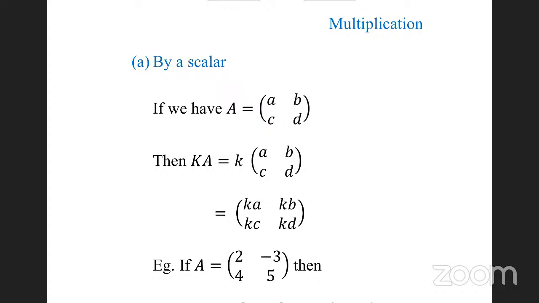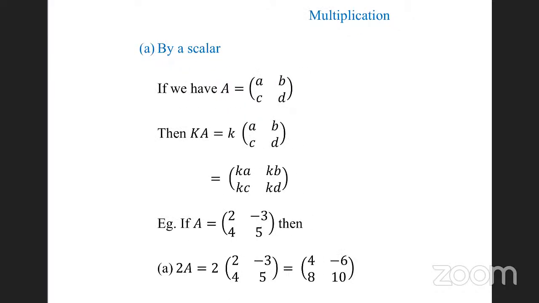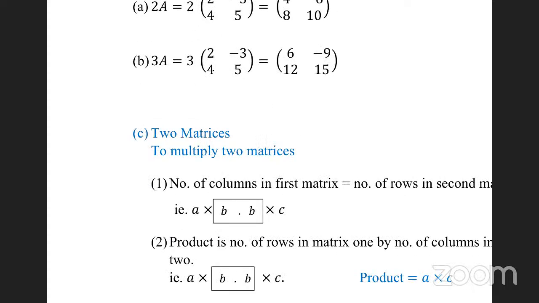Scalar: how do we multiply by a scalar? Just as before, you multiply k by every single one of the values. Just like here, multiply 2 by each one of the values: 2 by 2, 2 by minus 3, 2 by 4, 2 by 5. And you get this. All right? Good. That's not the problem. The problem is multiplying 2 matrices, right?